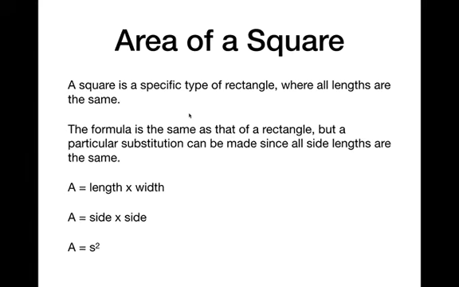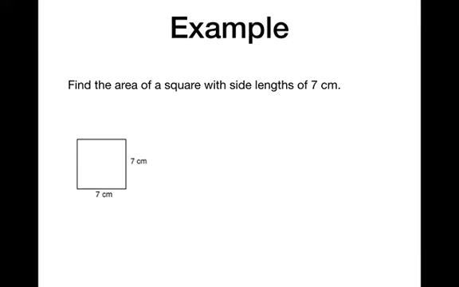The formula is pretty much the same. It's still the length times the width, or the base times the height, but since all of the sides are the same, you can really just call it side times side. When you have 2 things that are the same multiplied together, you can rewrite it as something squared. So the area is represented as s squared, where s represents the side length of a square. If we look at this example, it's asking us to find the area of a square with side lengths of 7 centimeters.